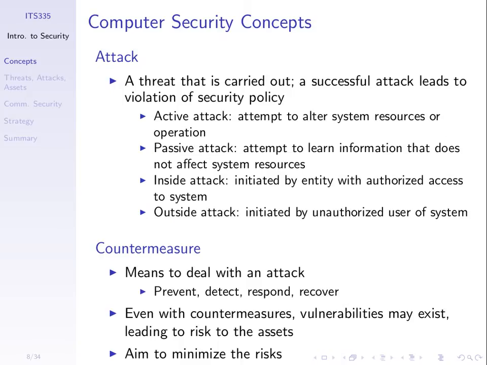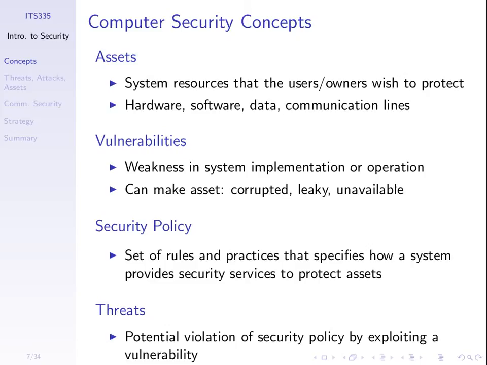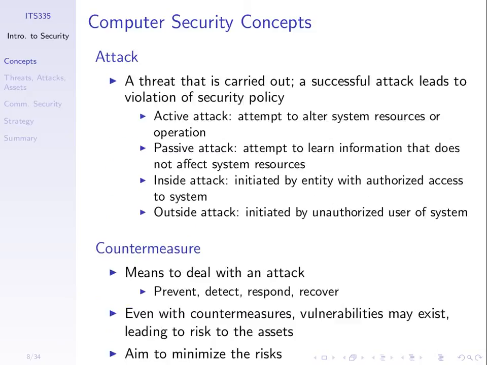And an attack is a threat carried out. If a threat takes place, then we call that an attack. And an attack may be successful or unsuccessful. A successful attack is one that does violate the security policy. So again, if our policy is that no student can see any other student's grades on the registration website, we may have a vulnerability in the website. A threat is a potential violation of that policy. If an attack takes place and that attack is successful, then it means that, for example, a student can see the grade of another student. That's all we mean here.